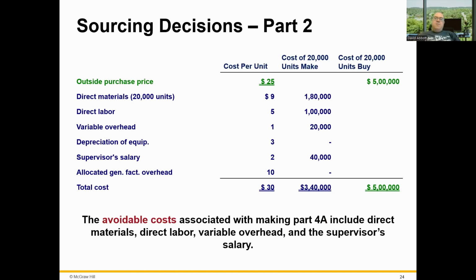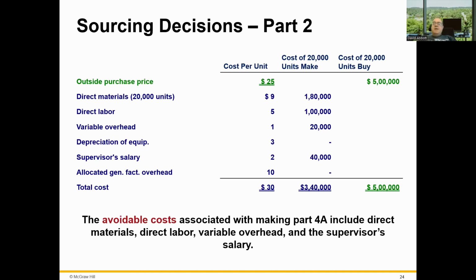And we see here, if they were to do that, at $25, it would be $500,000, and they wouldn't have the other costs for the direct materials, 180,000 in direct materials, 100,000 in direct labor, 20,000 in overhead, and so on and so forth.